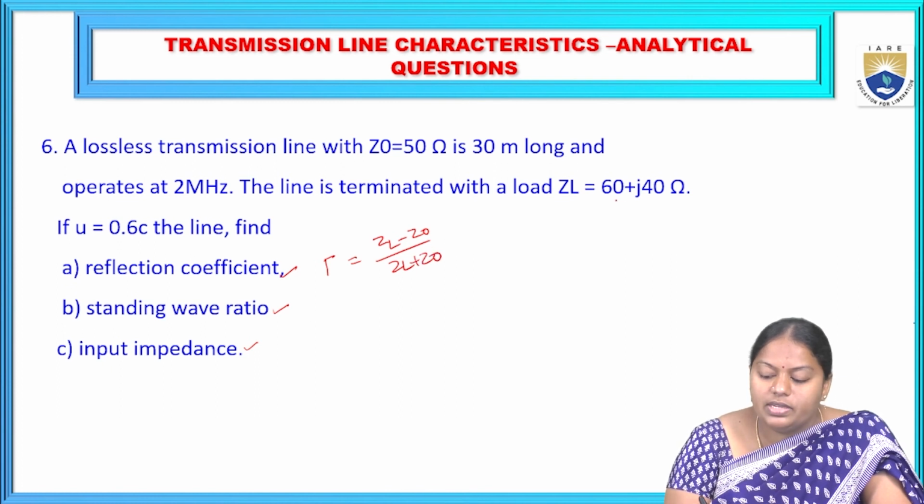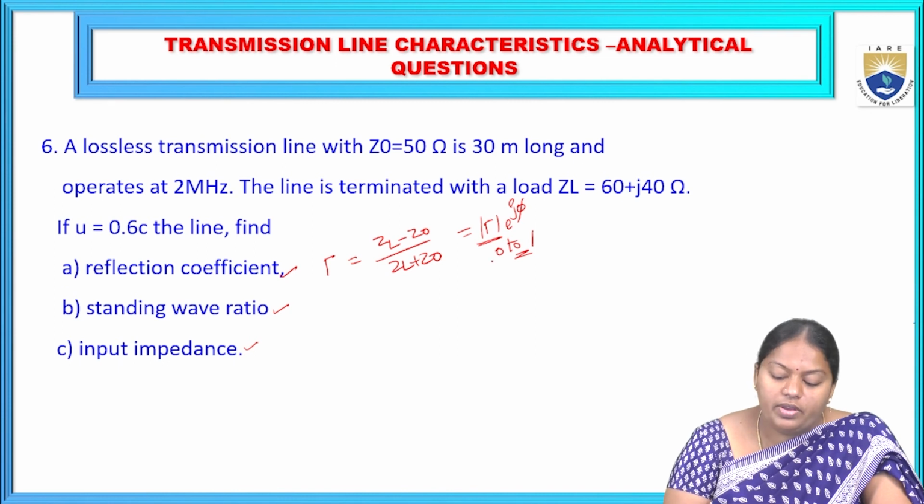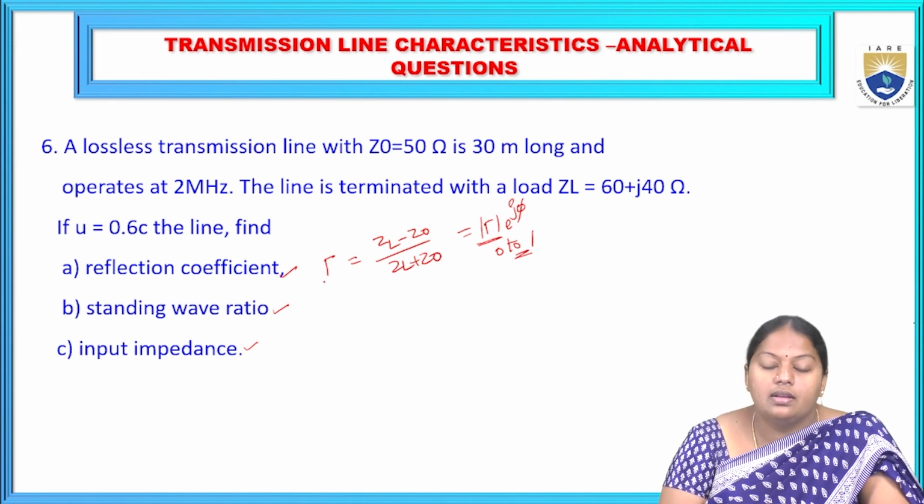Now ZL value is given as 60 plus J40 and Z0 is given as 50. So using that we can find the value of gamma, and finally we should express this gamma in terms of magnitude and phase, where the magnitude needs to be considered and the range will be 0 to 1 only. That magnitude we have to consider here for the gamma.